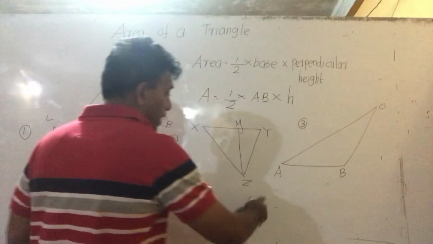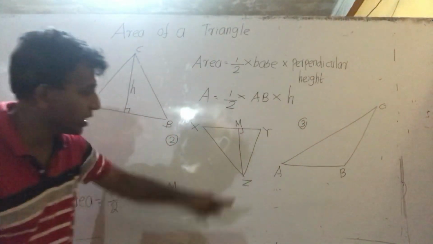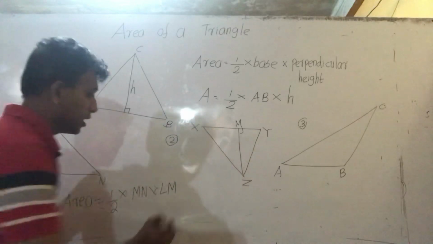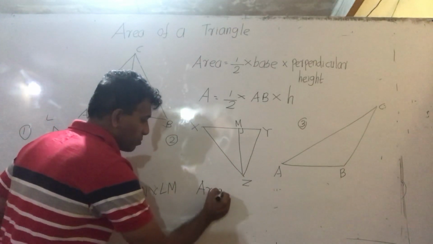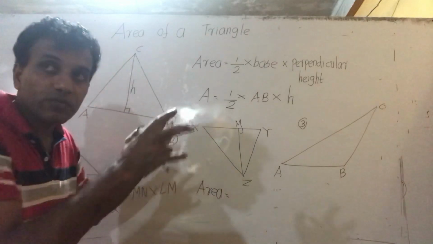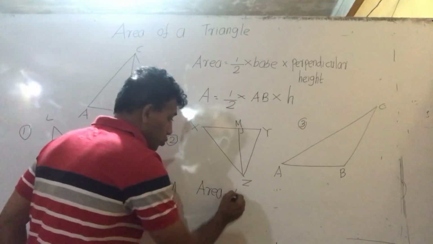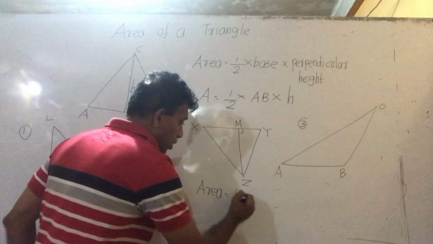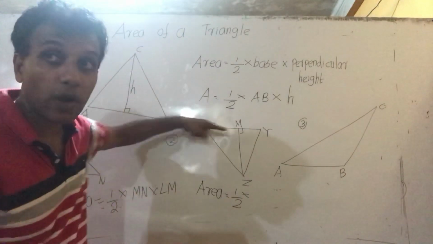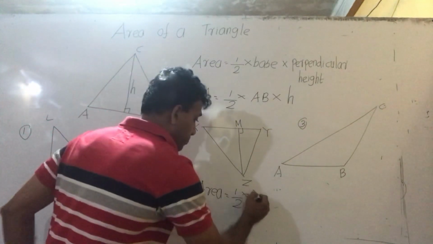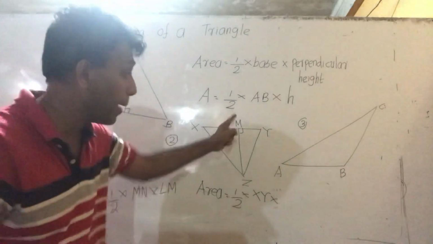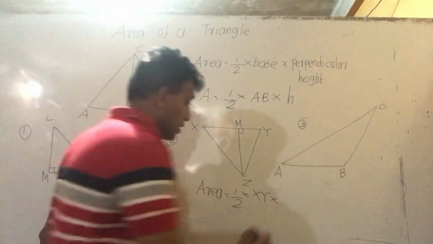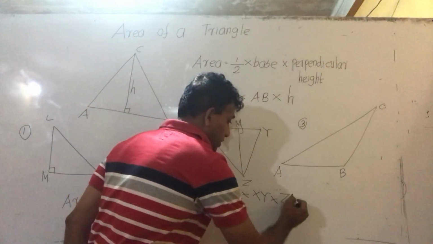Now see this triangle. What is the area of XYZ? Write the answer for the area of XYZ. Area equals, copy down this with me. Area of this triangle is half into, can I take the base as XY? Base is XY. Multiply with the height, that is MZ or ZM, right? That's the method. Don't miss that.